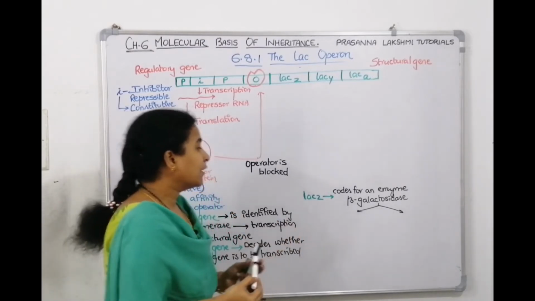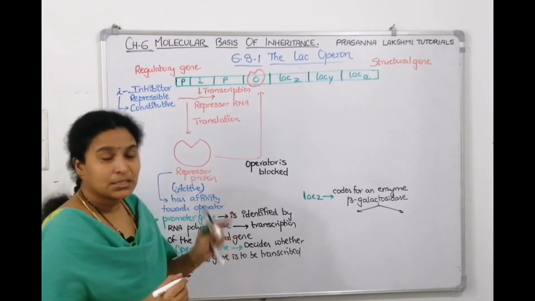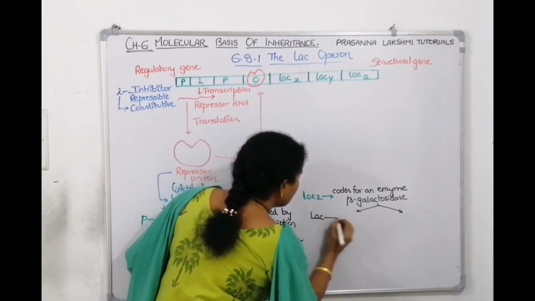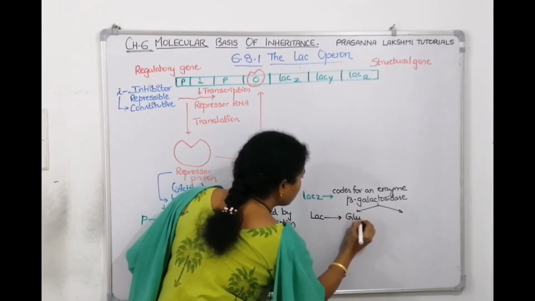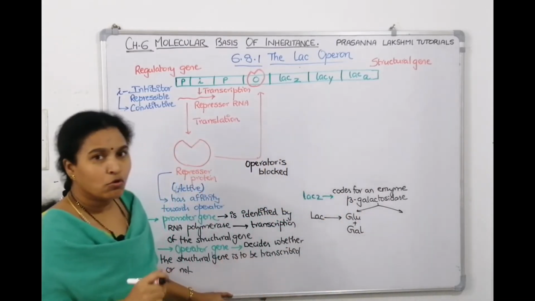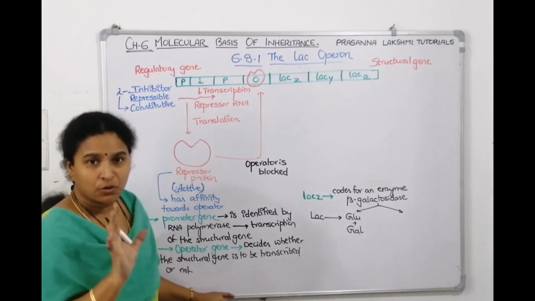So the first function of this beta galactosidase enzyme is to break the lactose into glucose and galactose. That's the first function. Okay, now.